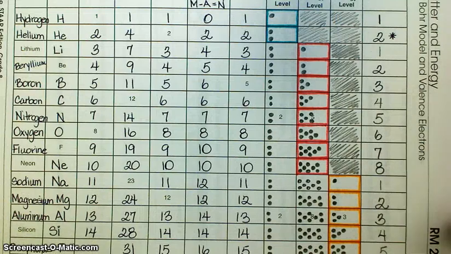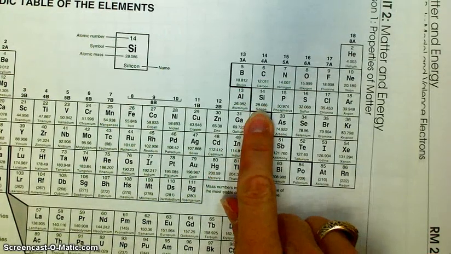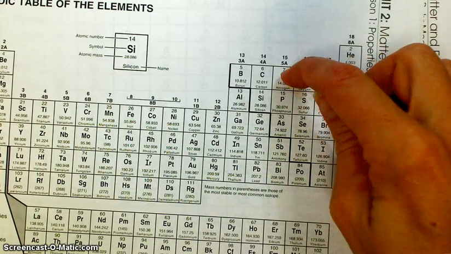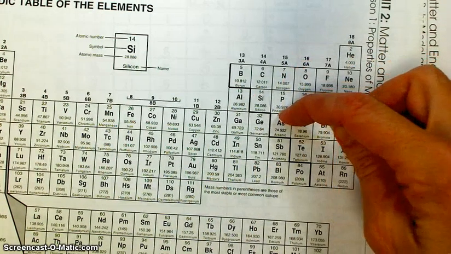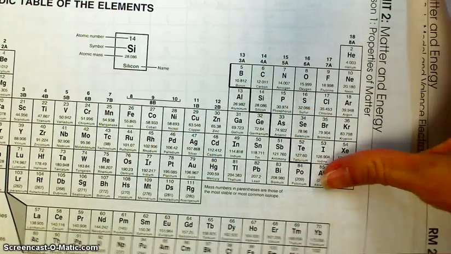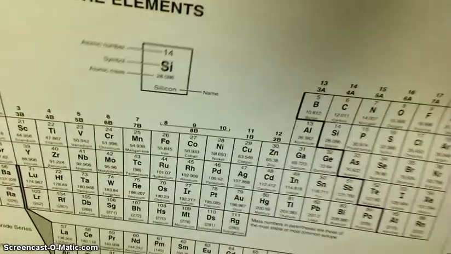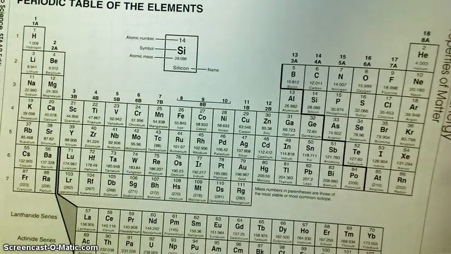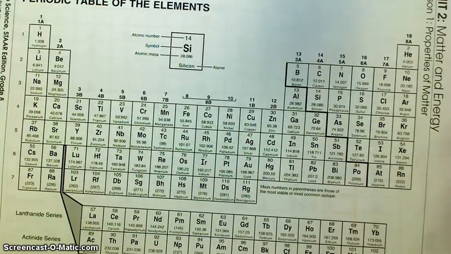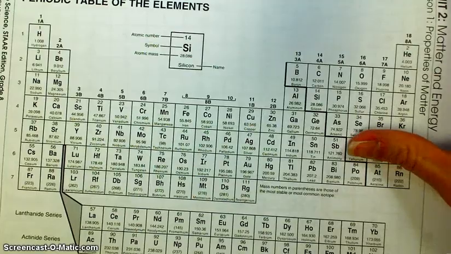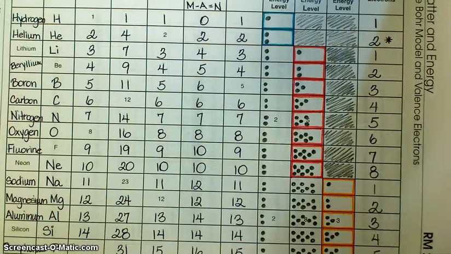Carbon with 4, silicon with 4. They're in the same column on the periodic table, okay? And then nitrogen with 5 valence electrons and phosphorus with 5 valence electrons, they are in the same column, okay? So, elements with the same number of valence electrons are in the same column, except for helium. Helium is an exception.